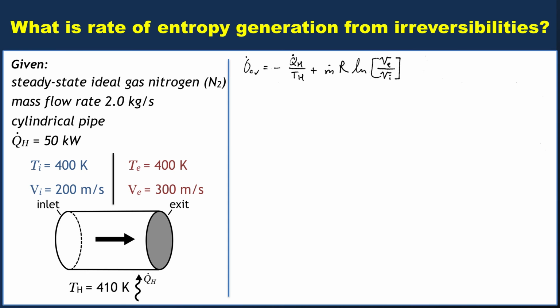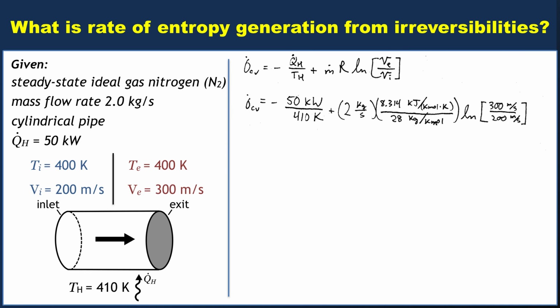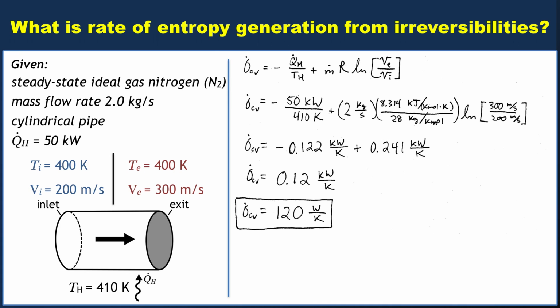And remember, the value of Q dot H that you insert should be positive. It has a negative sign out front, but that's fine. So we'll put in all these numbers, making sure to put in the correct R for molecular nitrogen, which we do. And that first term, which is negative, is minus 0.122 kilowatts per Kelvin. The second term will be 0.241 positive kilowatts per Kelvin. So we add those together to get 0.12 kilowatts per Kelvin, or if you prefer, 120 watts per Kelvin.